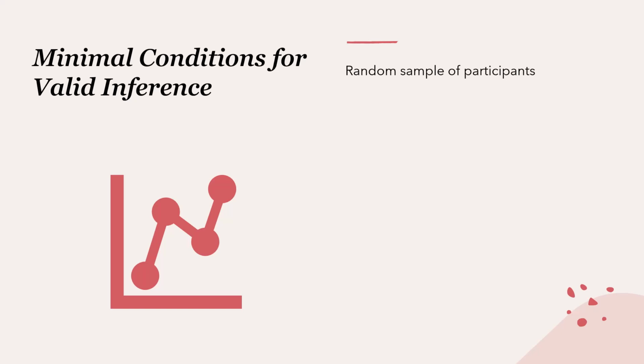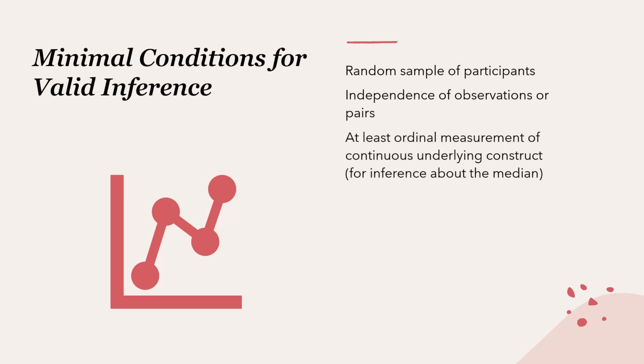Another condition for valid inference that is not unique to the sign test, but again typical of many tests, is that we need to have the independence of observations, or if we're working with paired data, the independence of the pairs. Now, if we want to make inferences about the location of a distribution, we have to have at least ordinal measurement of a continuous underlying construct. A test that might be compared to the sign test, the one-sample t-test, requires that we have quantitative measurement. Quantitative measurement will work here as well for the sign test, but the measurement has to be at least ordinal. The inferences about location are using the median rather than the mean.